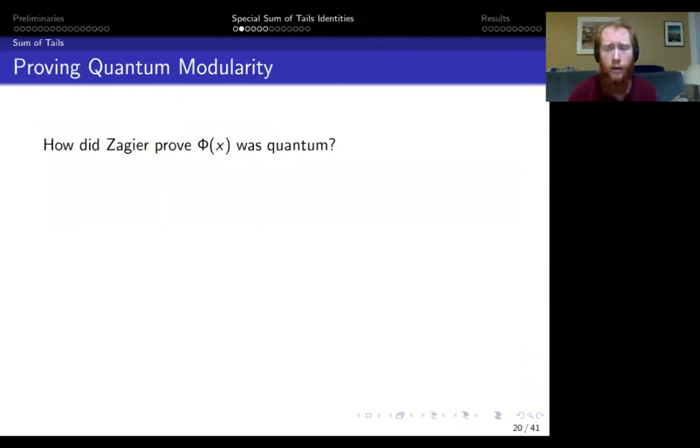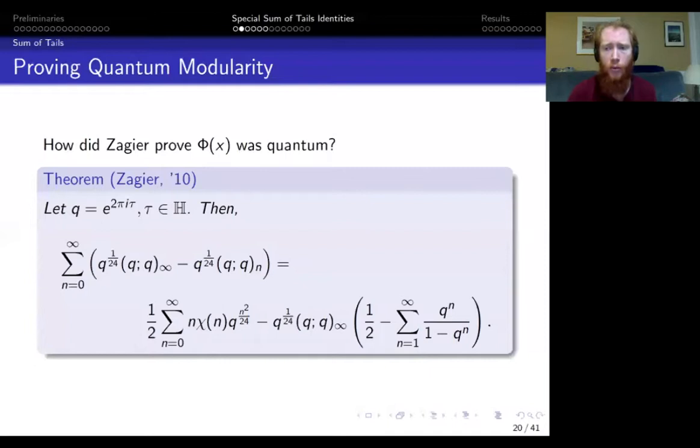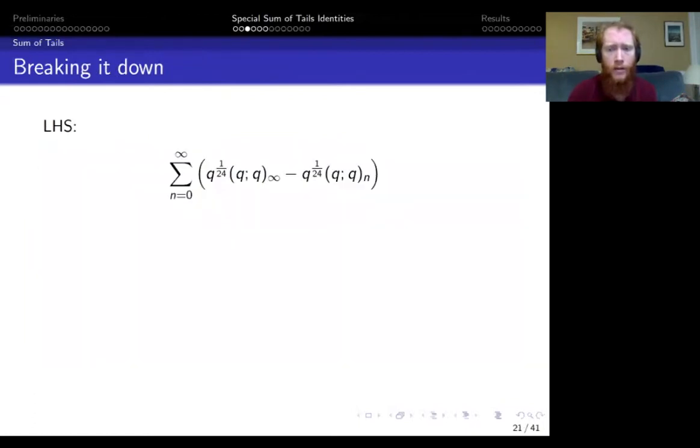How then did Zagier prove that this unusual function was in fact a quantum modular form? Well, a key ingredient in his proof was the use of this identity, which we will call a sum of tails identity. We are using the q-Pochhammer symbol again here, and chi of n is -1, 0, 1. There's a lot going on here, so let's break this down. On the left-hand side, we have what we will call a sum of tails. There are two important things to note here.